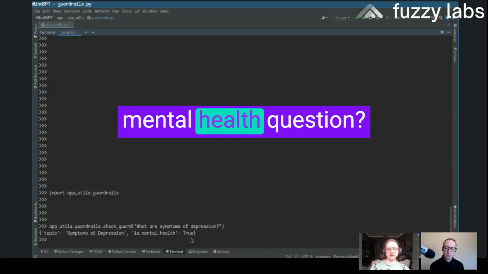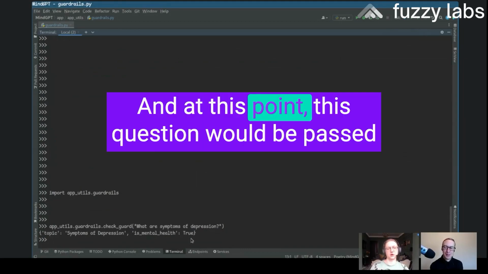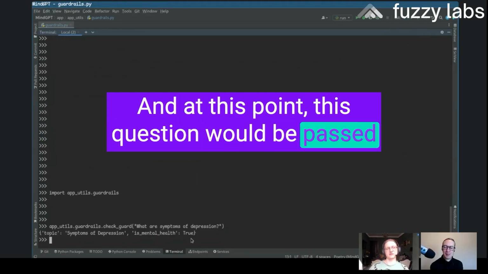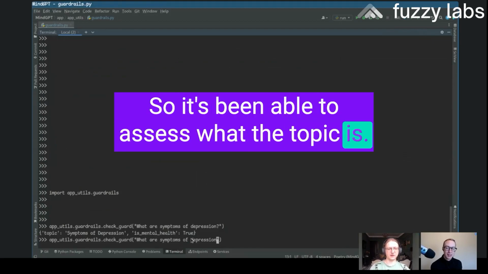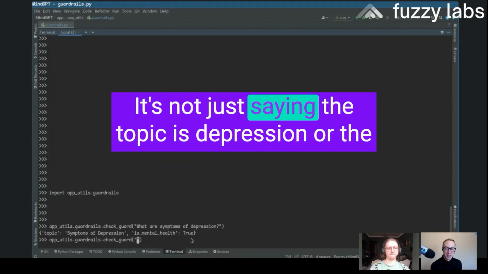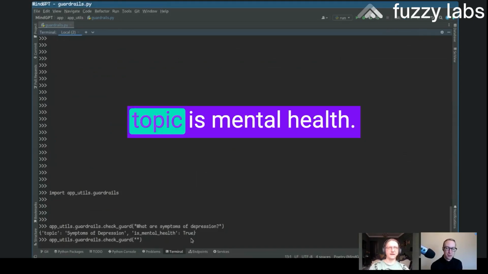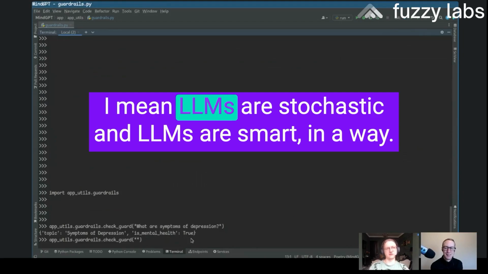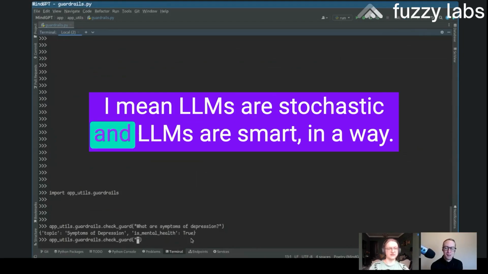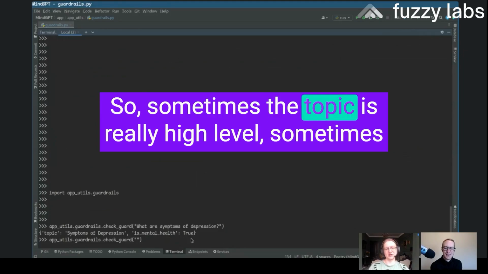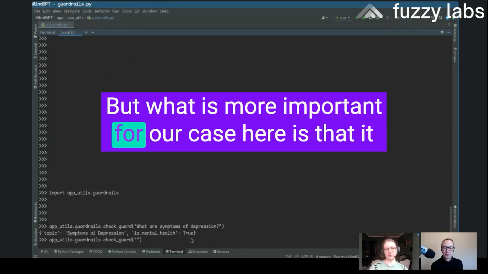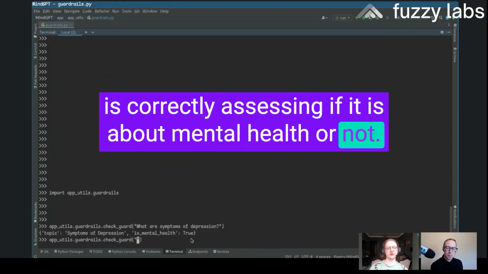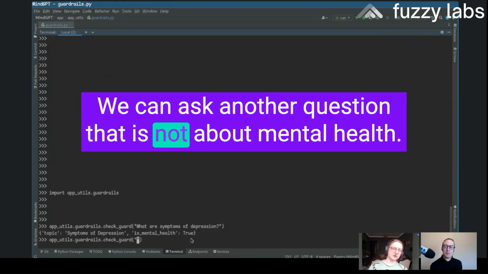And is this a mental health question? Yes, indeed it is. And at this point, this question would be passed down to MindGPT's LLM. So it's been able to assess what the topic is. It's actually quite fine-grained as well. It's not just saying the topic is depression or the topic is mental health. Yeah, LLMs are stochastic and LLMs are smart in a way. So sometimes the topic is really high level, sometimes it's really fine-grained. But what is more important for our case here is that it is correctly assessing if it is about mental health or not.